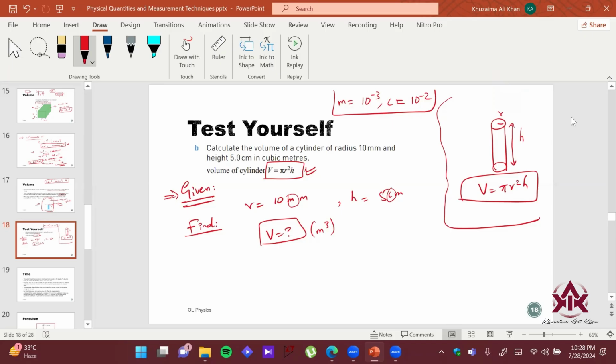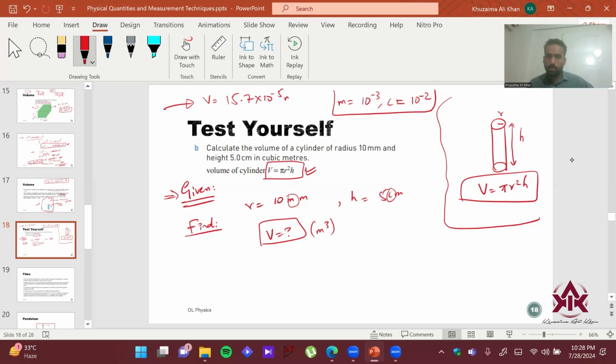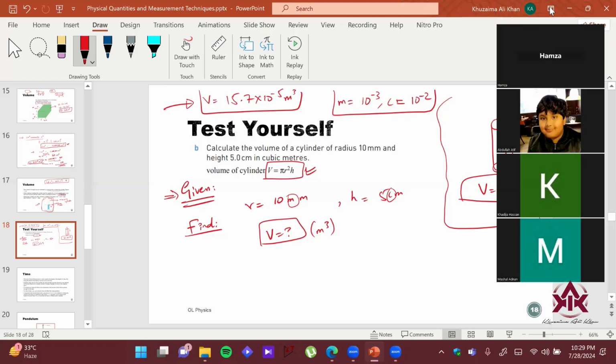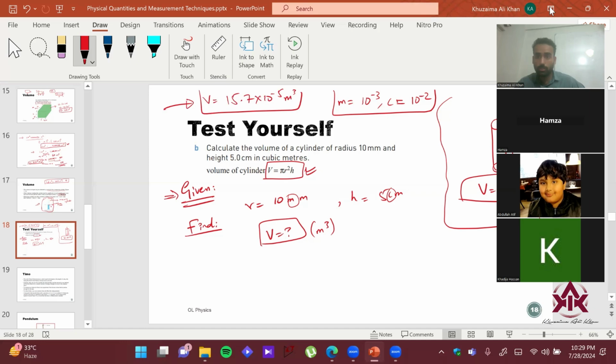Okay. Answer क्या आ रहा है हमको? 15.7 multiplied by 10 to the power minus 5. 15.7 multiplied by 10 power minus 5. Okay, Hamza is pretty fast. Okay. Where are the other girls and boys? Abdullah, I want everyone to participate. Now I'm gonna call you in the next question. Okay? So keep your copy and a pencil and your calculator with you. Okay?